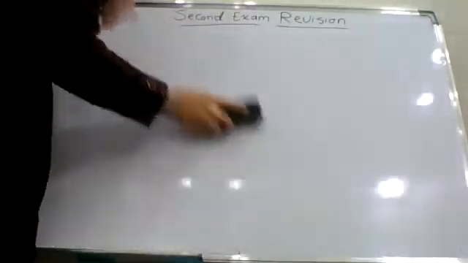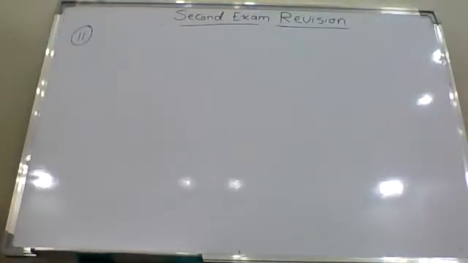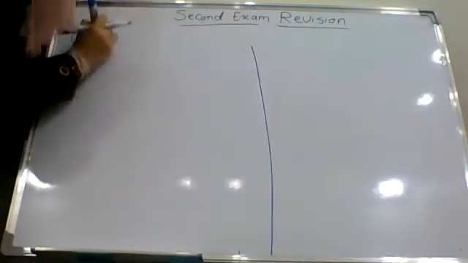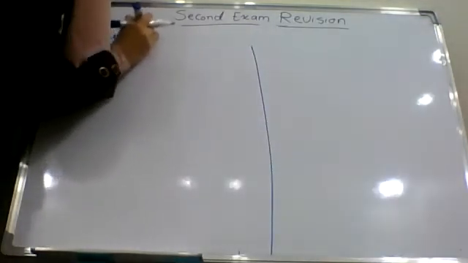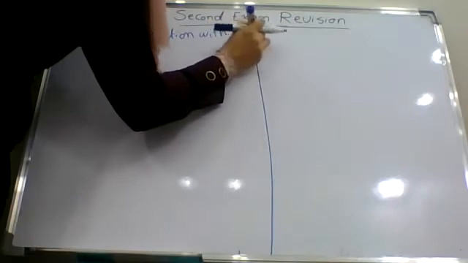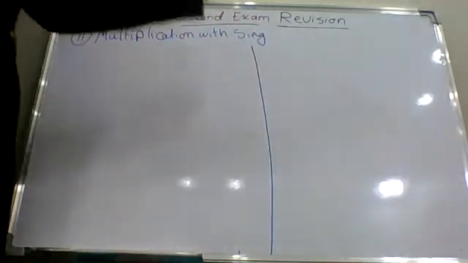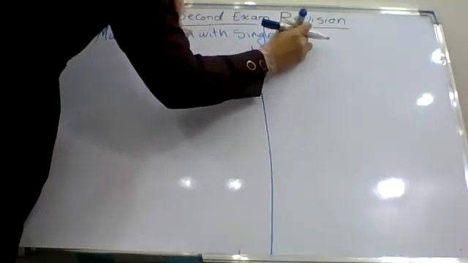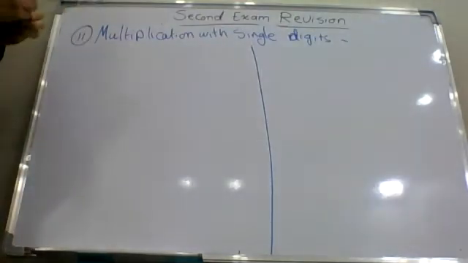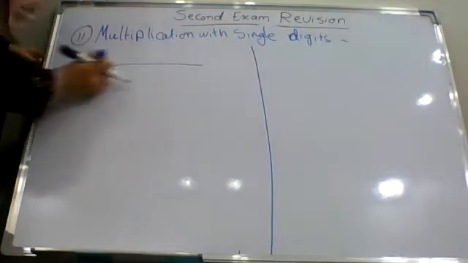Multiplication and division. Okay, we will write some exercises about multiplication and division. We will divide the multiplication. First, we will talk about multiplication with a single digit. So I am multiplying a number with many digits with a single digit. The first group is going to be without regrouping.